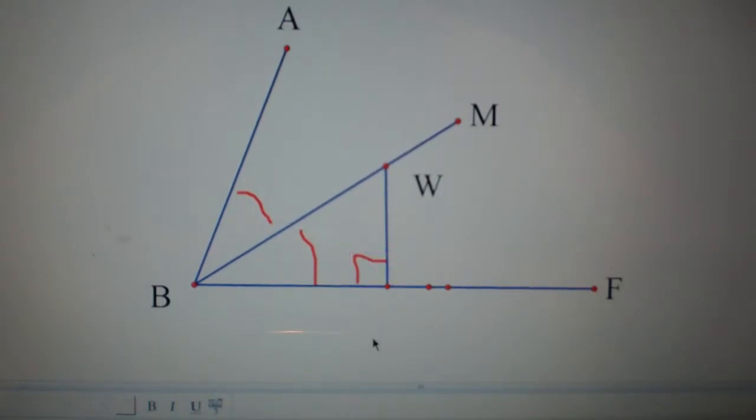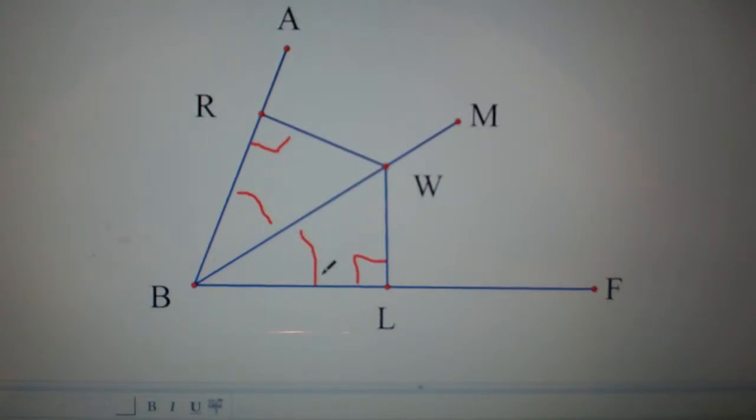Okay? So, let's go ahead and call this down here point K. Let's just go ahead and call this point L, and we're going to call this point over here R. So if I were to draw the shortest distance from point W to the side of the angle BA, then that would look like a perpendicular line from here to here. So let's go ahead and draw that perpendicular mark.